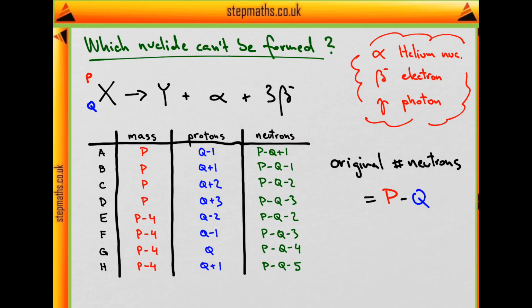And as you can see, one of the nuclides they gave us, namely A, does have an increased number of neutrons. That means that this one couldn't have been formed at any stage of this process, and hence A was the correct answer.